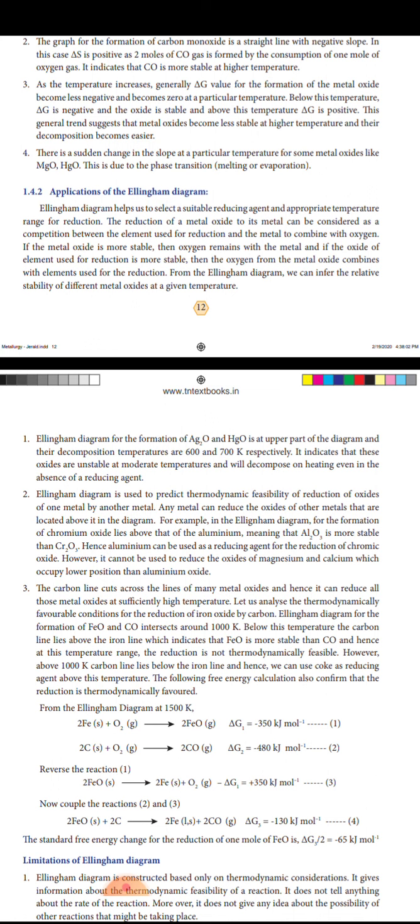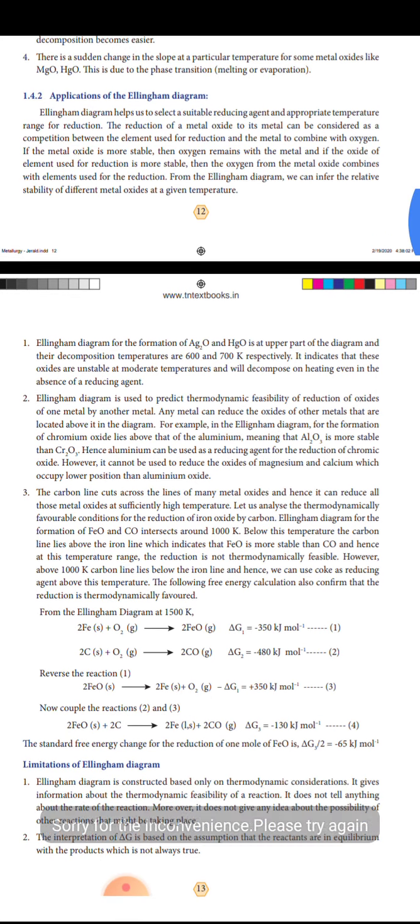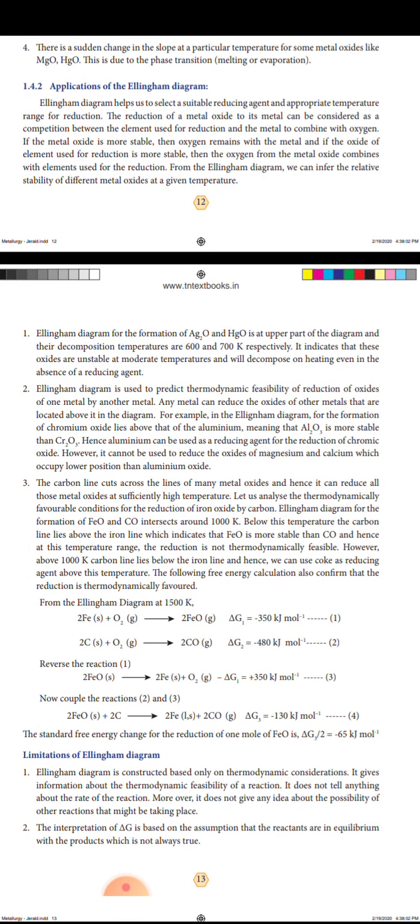Now couple reactions 2 and 3: 2FeO(s) + 2C gives 2Fe (liquid or solid) + 2CO(g). ΔG3 is equal to minus 130 kilojoule per mole. The standard free energy change for the reduction of 1 mole of FeO is ΔG3 by 2, which is equal to minus 65 kilojoule per mole.